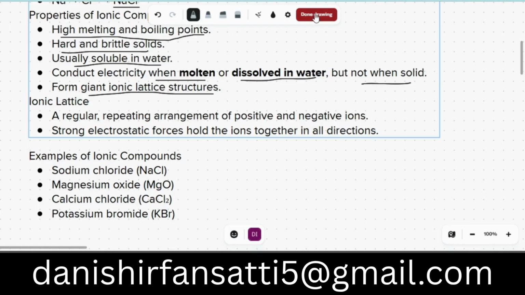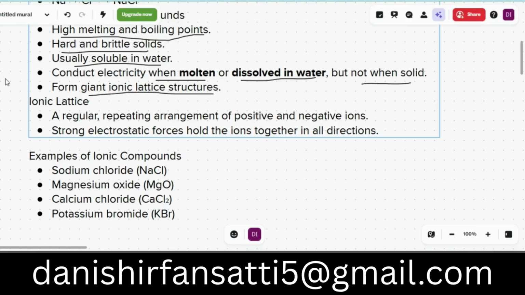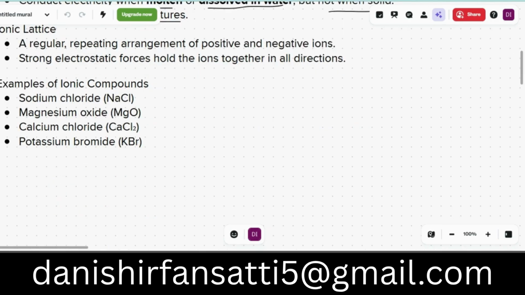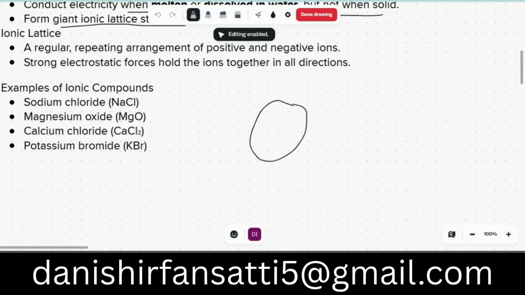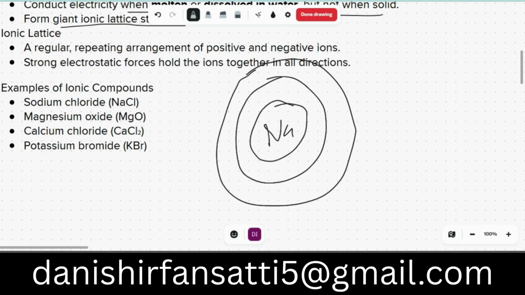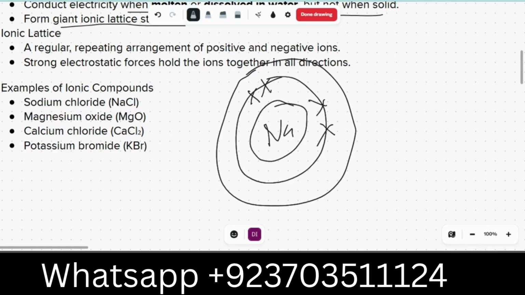Now we are going to do some examples of ionic compounds, with their shells. I think two examples are more than enough. For example, I will draw here the atomic structure of sodium. Sodium has 1, 2, 3, 4, 5, 6, 7, 8, then 1, 2, and in the outermost shell it has one electron.